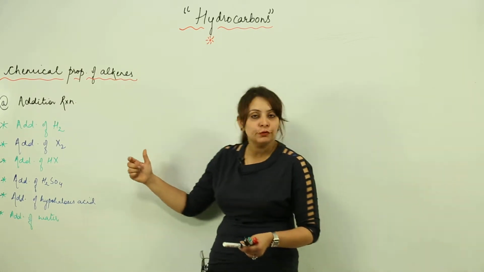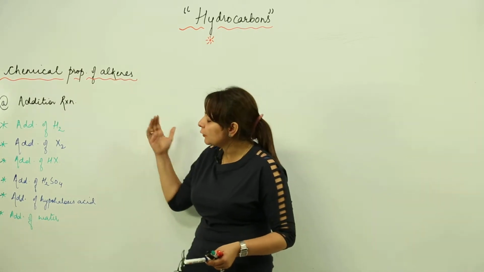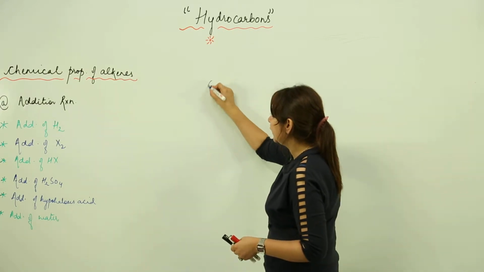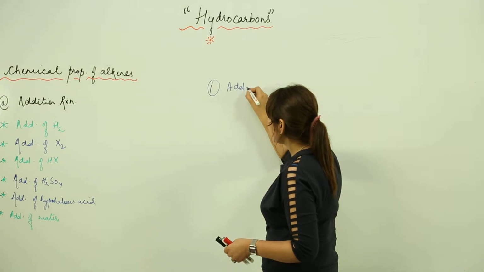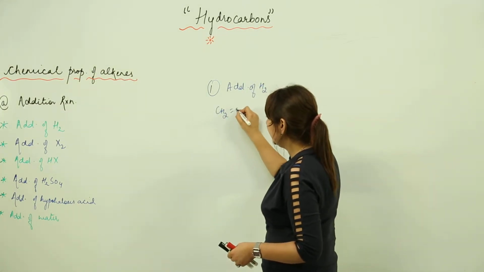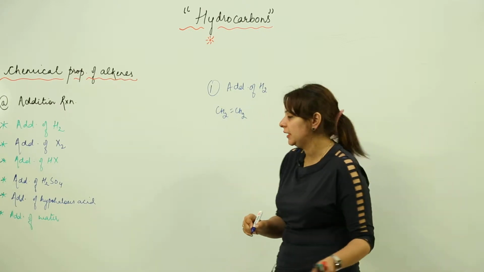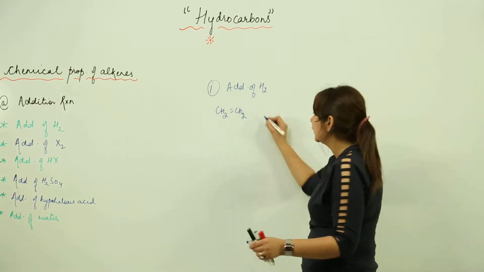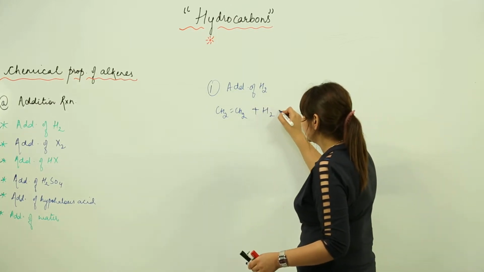So here we have a few addition reactions for you. Out of them, the first is the addition of hydrogen. So let's see what the addition of hydrogen is. Let's say this is my alkene. You can take any alkene, right. I have taken ethene, you can take propene, butene, pentene, any of that. We are adding hydrogen to it.